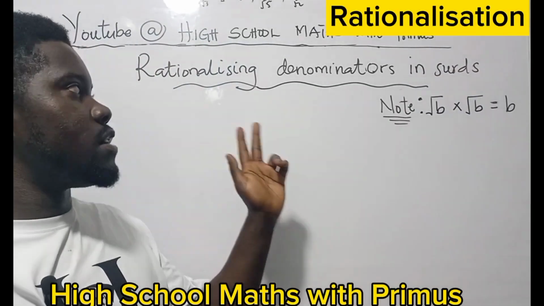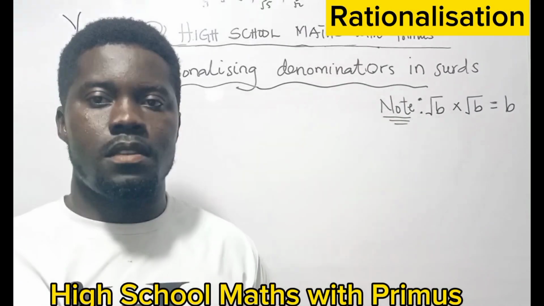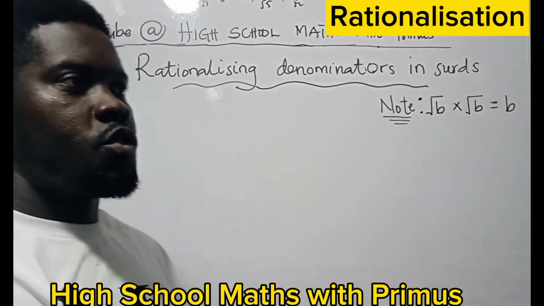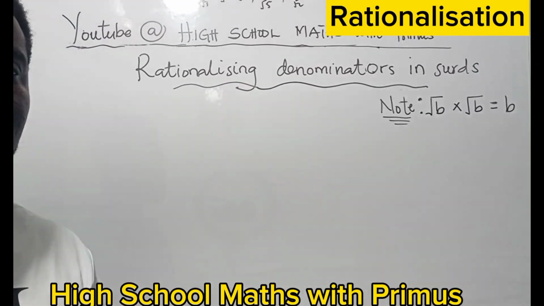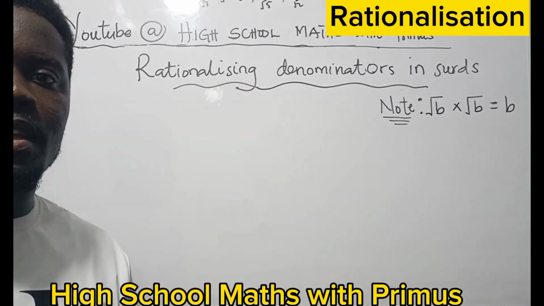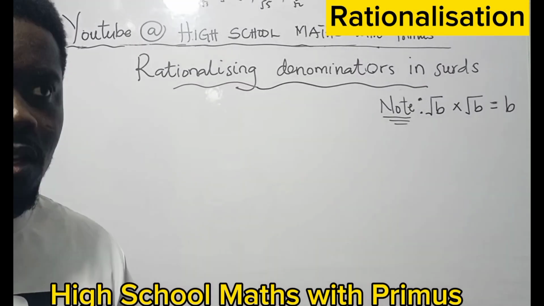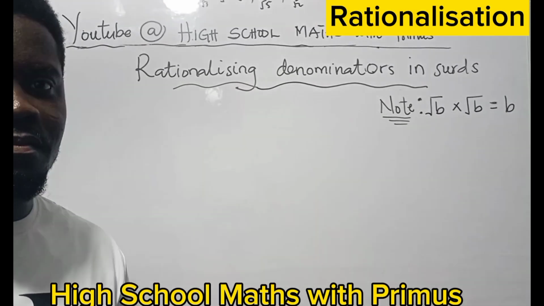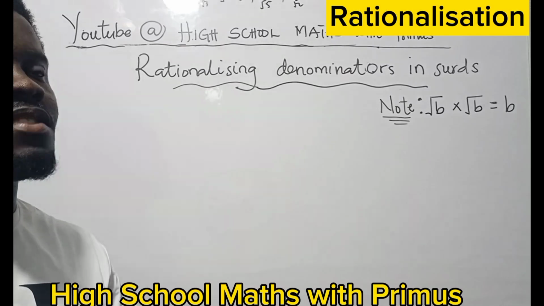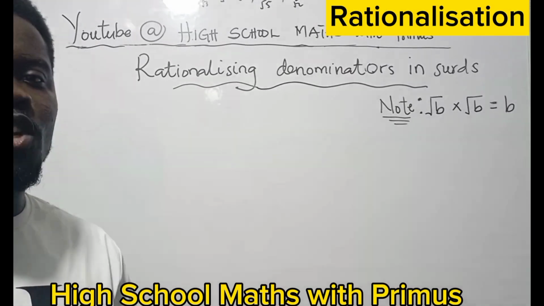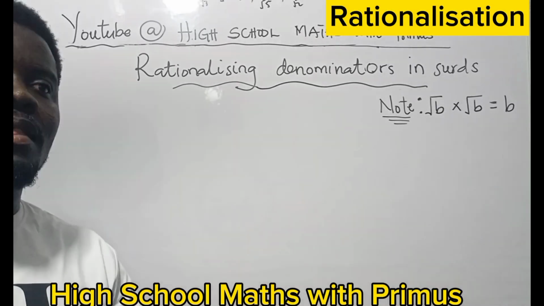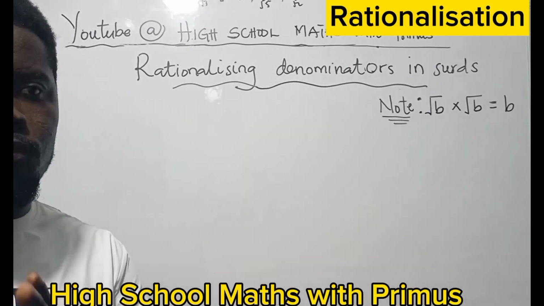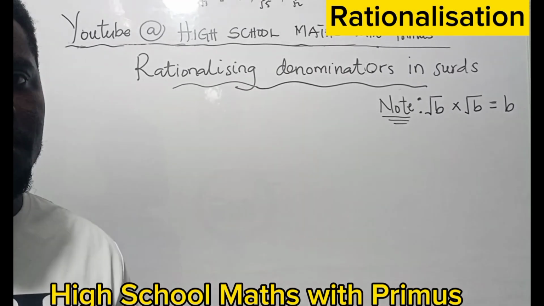Today we are focusing on rationalizing denominators in surds. Now, do you know that it is inappropriate to have an irrational number as the denominator in a fraction? Yes, it is a mathematical convention. It is not nice to have an irrational number as the denominator of a fraction. It is assumed that when that happens, the fraction is not fully simplified.